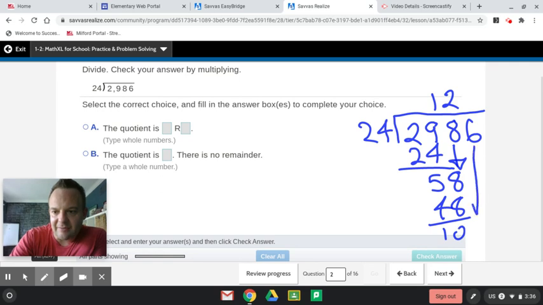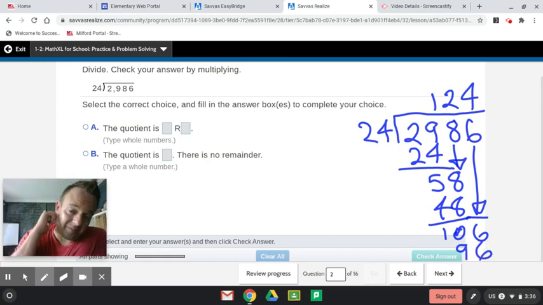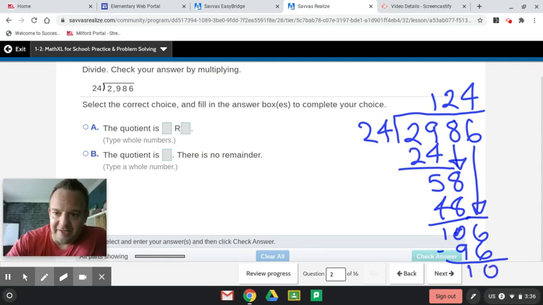Bring down the 6. 24 goes into 106 4 times, because 4 times 25 is 100. That's how I knew that so quickly. 4 times 24 is 96. I knew that so quickly because 4 times 1, because 1 is missing from 25 to make 24, is 4. And then 100 minus 4 is 96. So these are little tricks that you'll start to develop. Do you guys have any tricks like that? And we subtract and we get a remainder of 10. So I have 124, remainder 10.